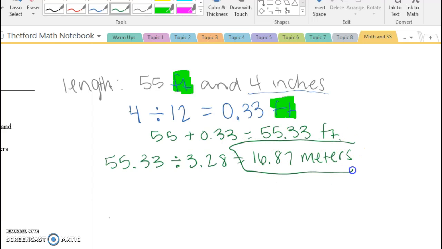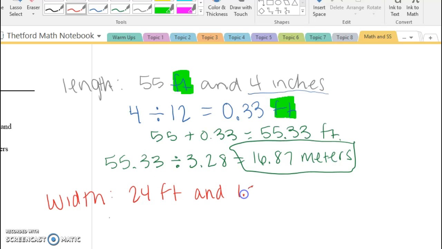So this is the length of mine and Mrs. Rowe's classrooms. Now, the width. So our width when we measured was 24 feet and 1.5 inches.